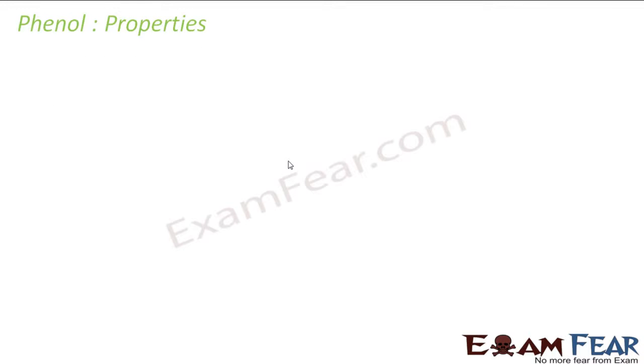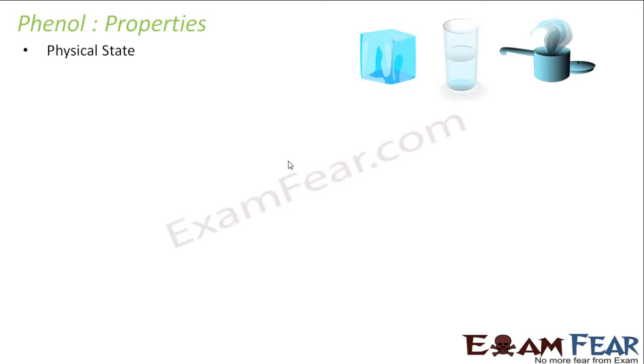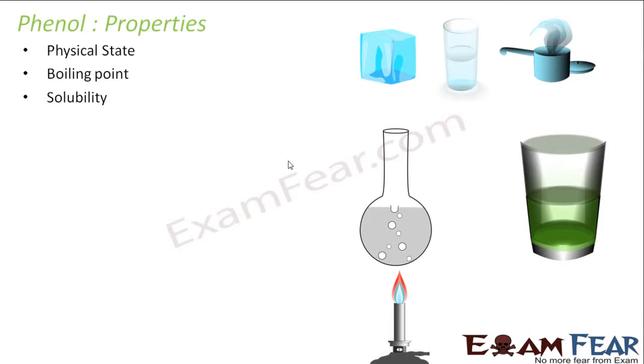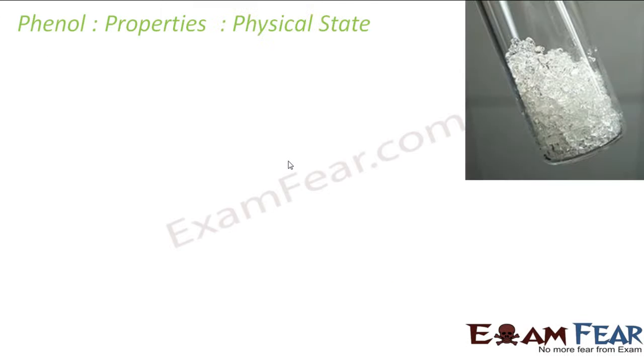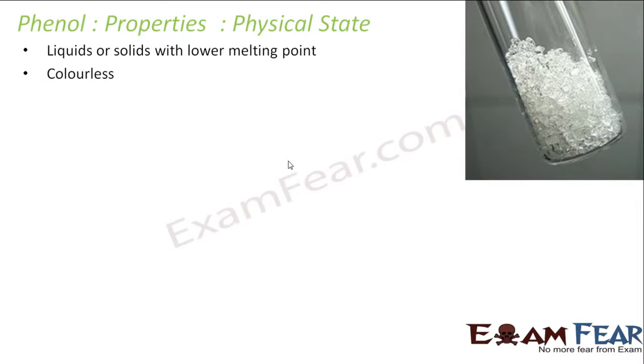Now we'll talk about the properties of phenol. We'll talk about physical state, boiling point, solubility and density. Let's talk about the physical state. This is how phenol looks. So phenols are generally solid. Some are liquid, but generally solid with lower melting points, and they are colorless. You can see this is phenol.